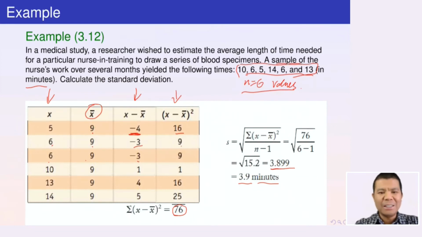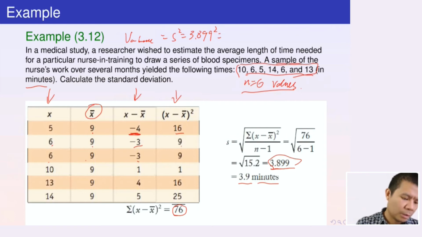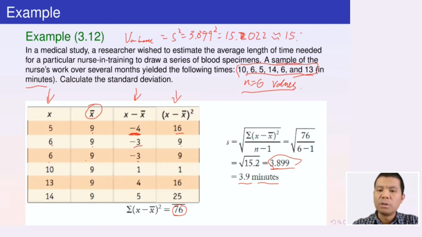The variance, again, it's a sample data set, so the variance is a sample variance, which equals s squared. Now we're going to use 3.899 squared. So what did you get? Sorry, 3.899 squared. So 15.20, sorry, 15.2022. So this will round to 15.2.